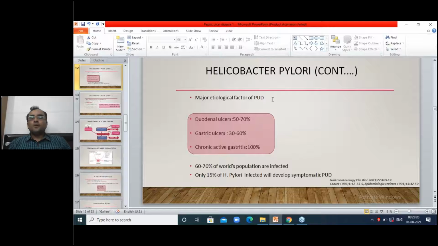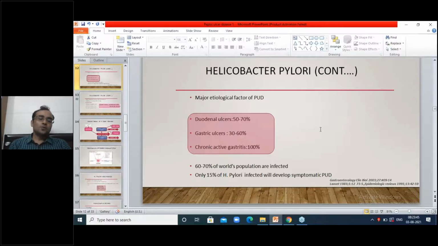So it is the major etiological factor for peptic ulcer disease, and it is found in 50 to 70% of patients with duodenal ulcers, 30 to 60% of patients with gastric ulcers, and in almost all patients with chronic active gastritis. As per an estimate, 60 to 70% of the world's population is infected, but only 15% of patients who are infected with H. pylori will develop any symptoms.